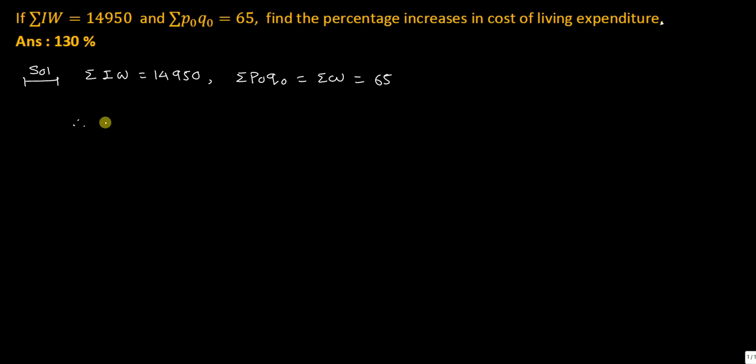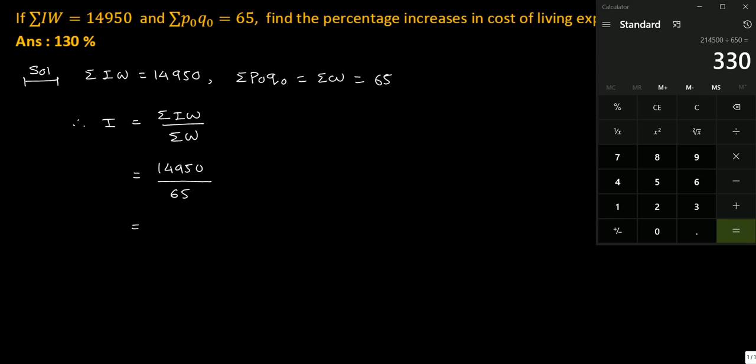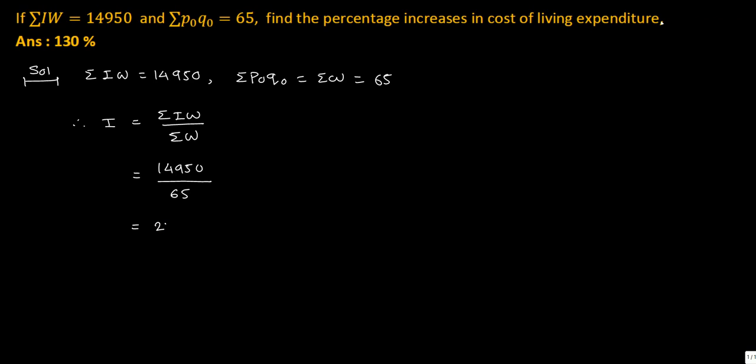Okay. Therefore, index number is equal to sigma IW divided by sigma W. And it is equal to 14950 divided by 65. Okay. And it is equal to 230. Okay, but 230 is the index number and the question is asking to find the percentage increase in cost of living index number.